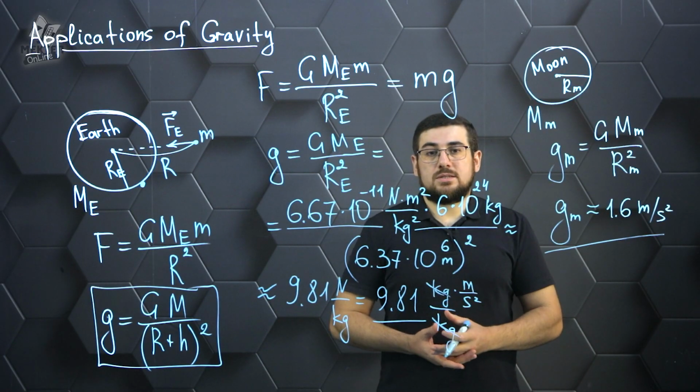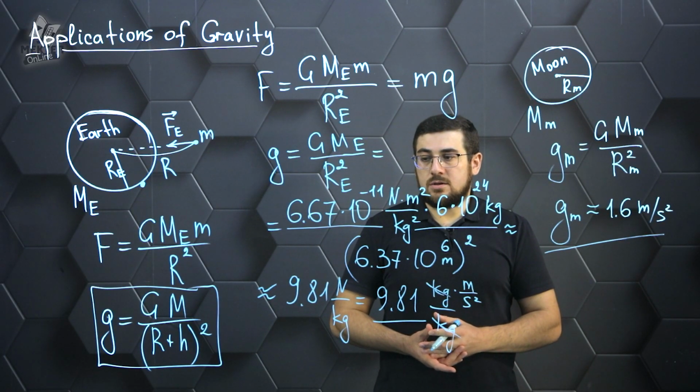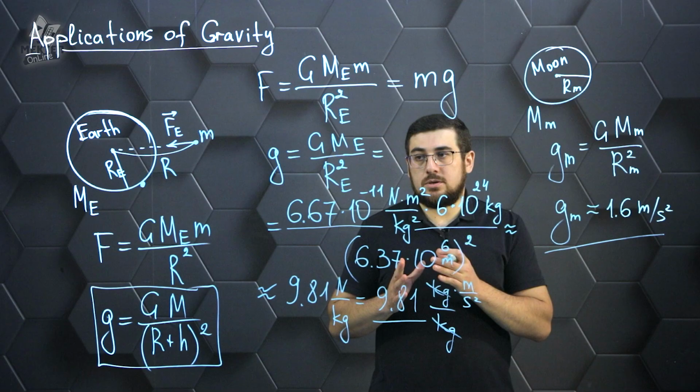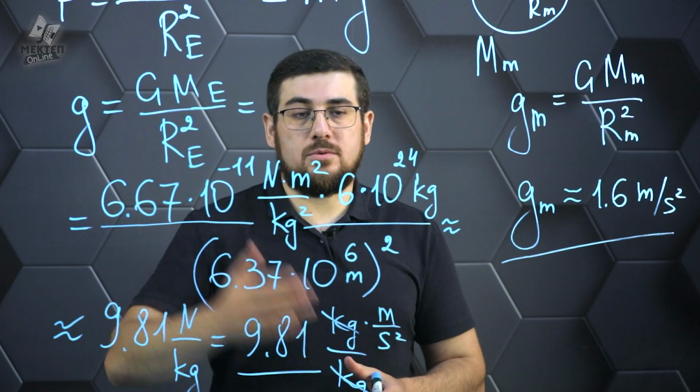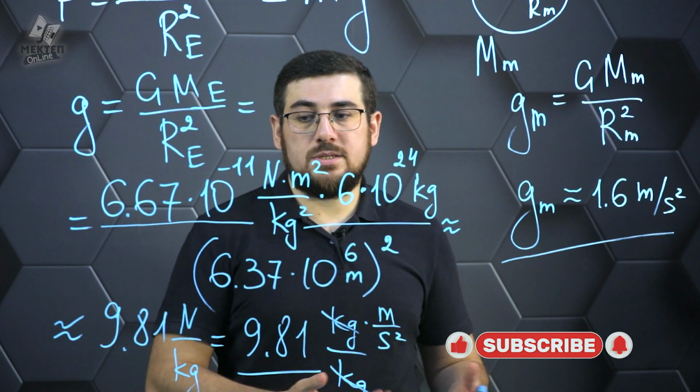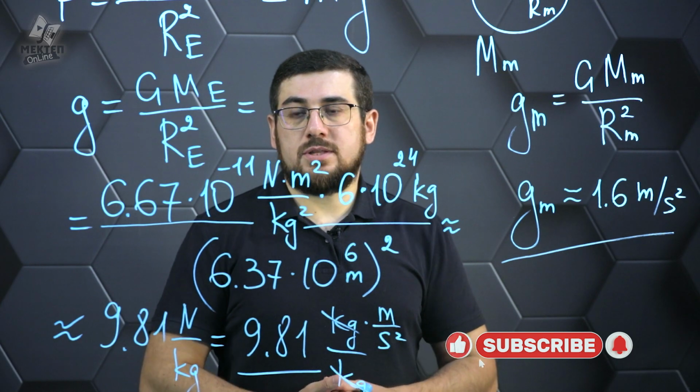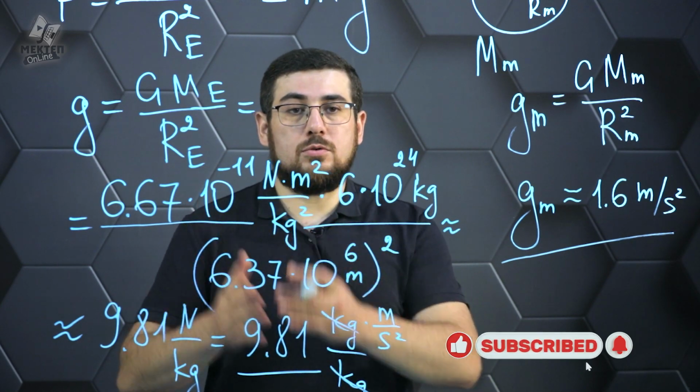So this is how the law of universal gravitation works in terms of calculating one very important parameter, which we have derived today. It is the acceleration of free fall, and further, of course, in the tasks we will use a ready-made form for calculating such values.